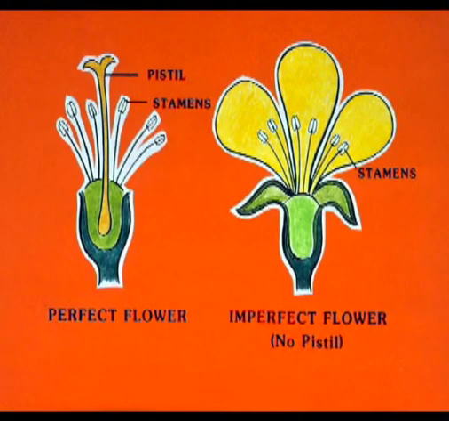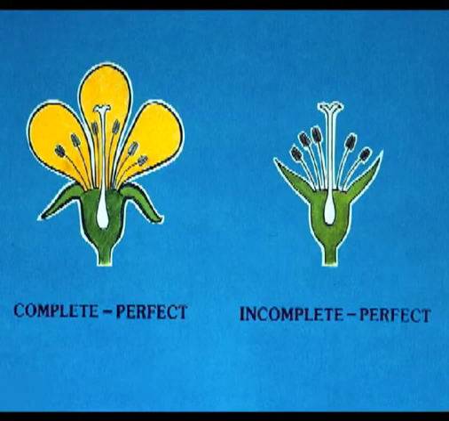A flower with both stamens and pistils, regardless of whether it has sepals or petals, is termed perfect. If it's missing either stamens or pistils, it's termed imperfect, regardless of what other parts it might have. A complete flower, since it has both stamens and pistils, is always perfect. An incomplete flower may also be perfect if the parts missing are the petals or the sepals. However, an incomplete flower would also be imperfect if it were missing either its pistils or its stamens.